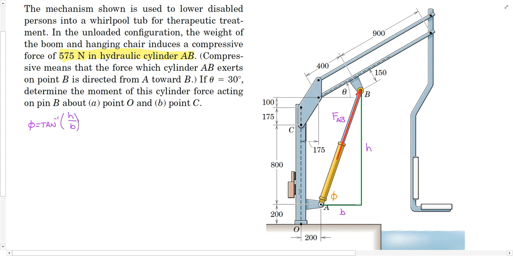Now, how do we get H? Well, H can be seen as the vertical height from A to B. So in going from A to B, if we go out here and go up the support mast, we're going to first go up by 800. Then we're going to go up by 175 and 100, and that gets us vertically up to this pin. So plus 175 plus 100.